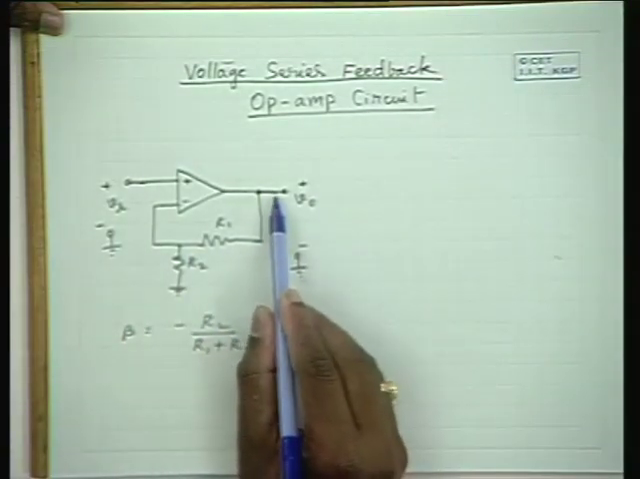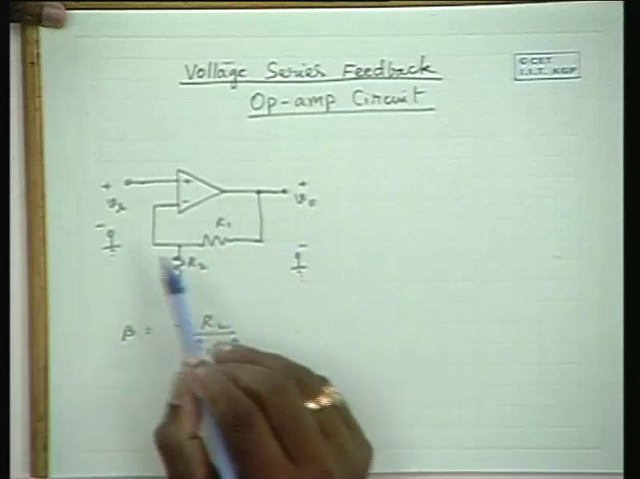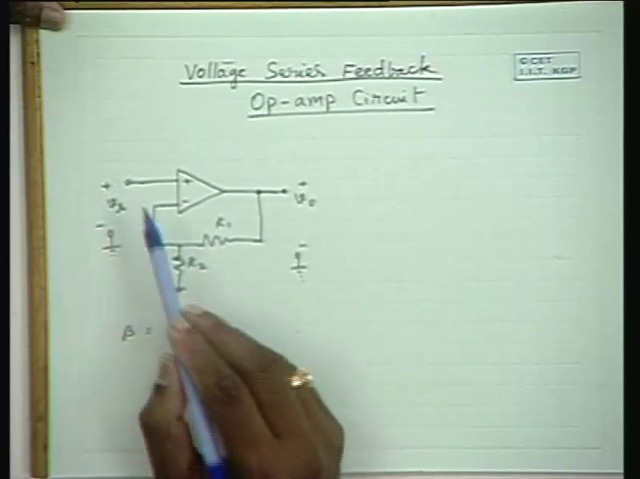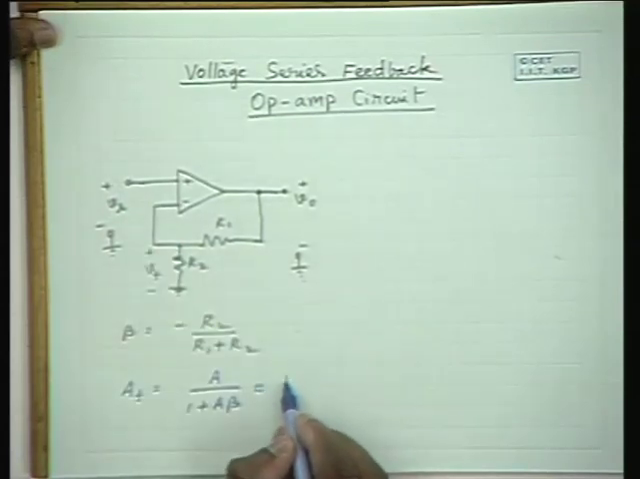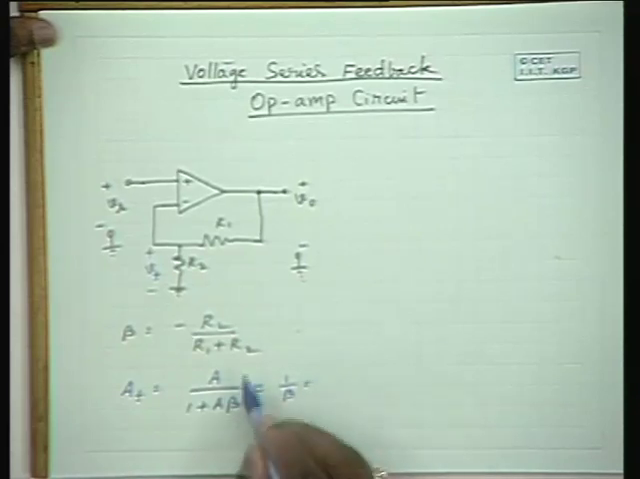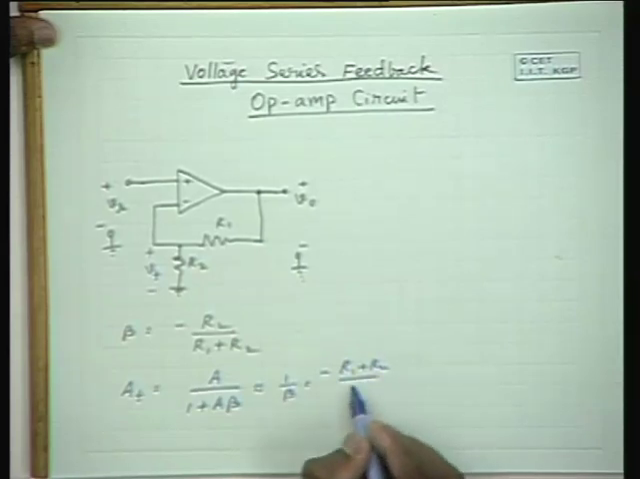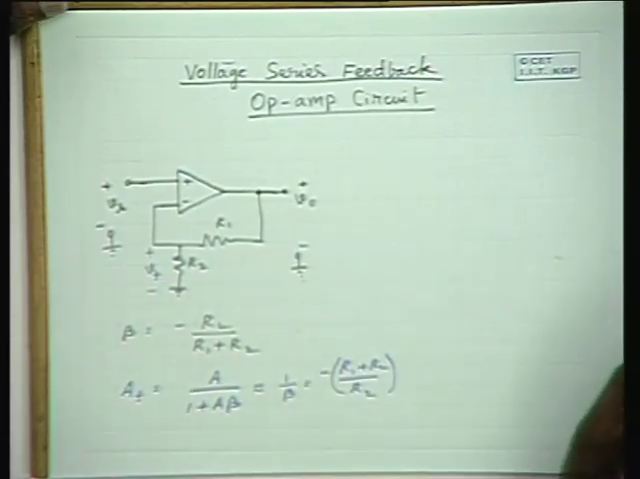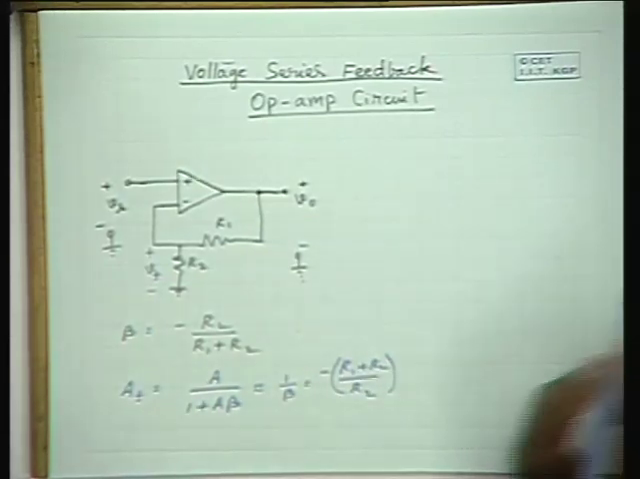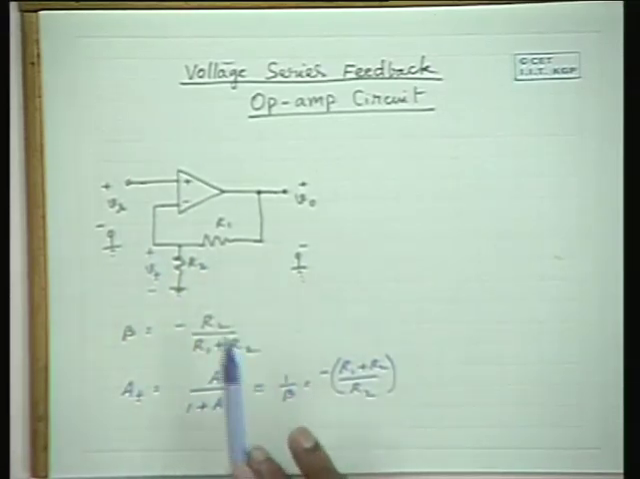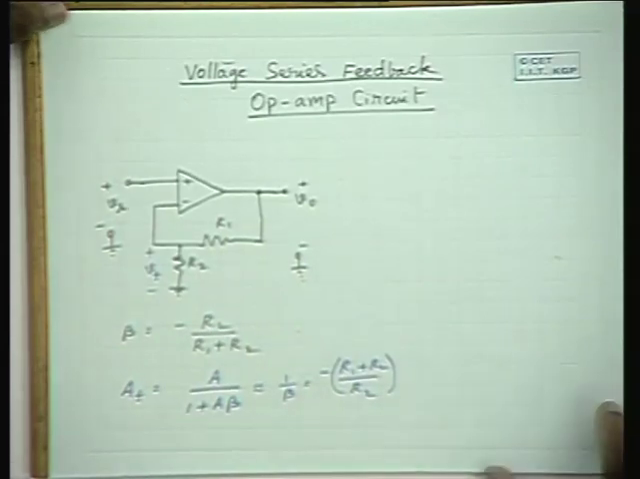It is voltage series feedback because the output voltage is tapped, and it is applied in series to the input signal Vs. The gain is greater than 1. We know that this is approximately equal to 1 by beta, and that is equal to, in this particular example, minus R1 plus R2 by R2. So this is the gain of the operational amplifier here. This is an example of voltage series feedback, and it is an op-amp circuit.